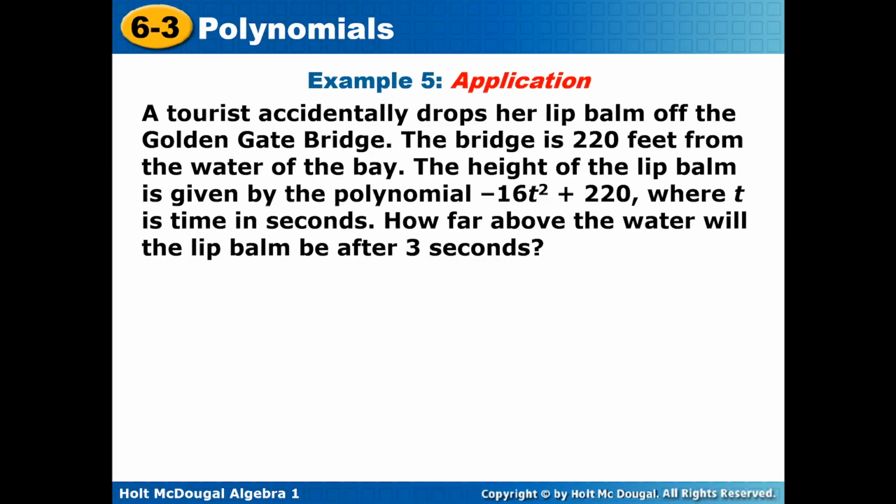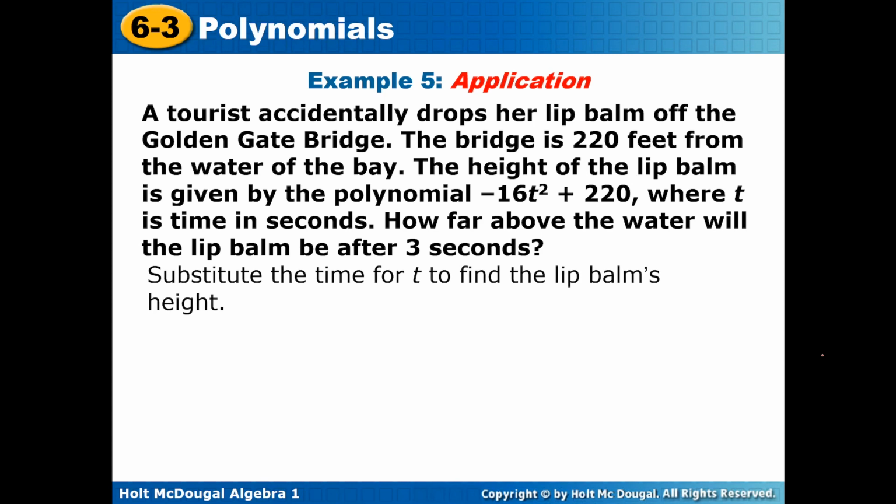Example number 5. A tourist accidentally drops her lip balm off the Golden Gate Bridge. The bridge is 220 feet from the water of the bay. The height of the lip balm is given by the polynomial negative 16t squared plus 220, where t is the time in seconds. The question they ask us is, how far above the water will the lip balm be in 3 seconds?